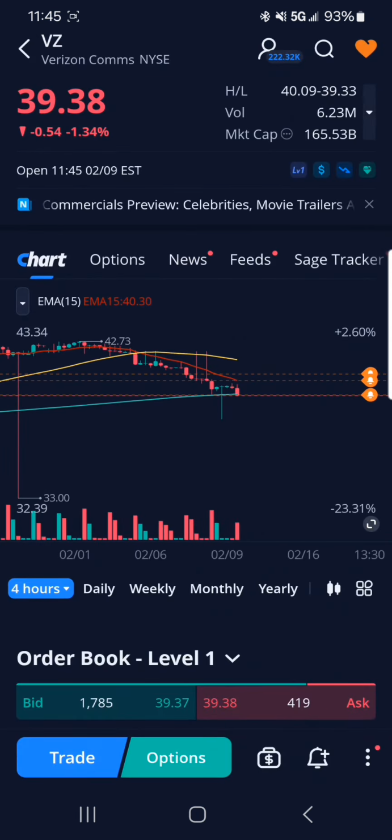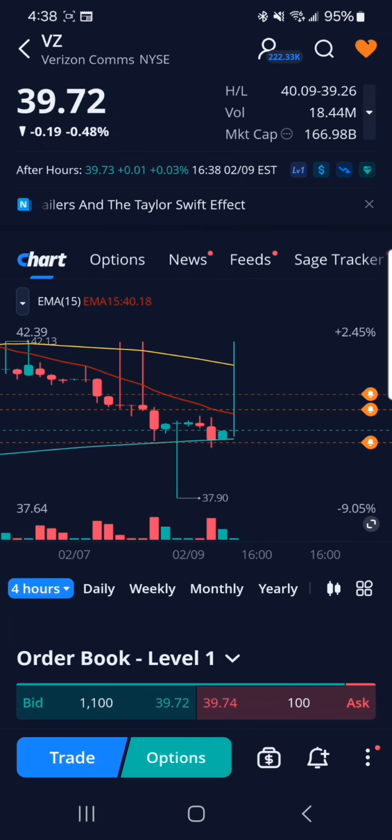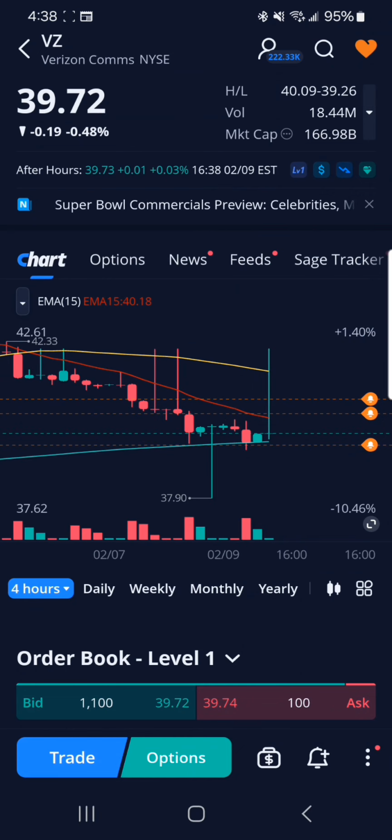And after hours, Verizon does some weird stuff again and shoots all the way up to the moon randomly. Again. Such a weird stock, man. I don't know about swing trading this one. This one's a little strange. Price action here is strange.